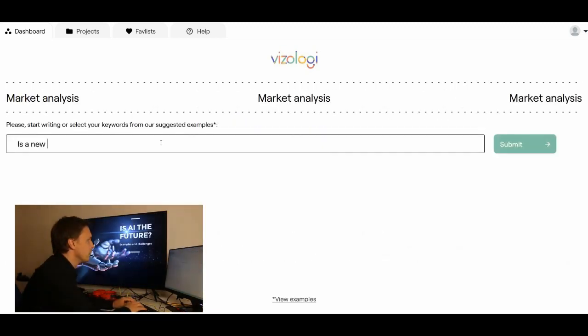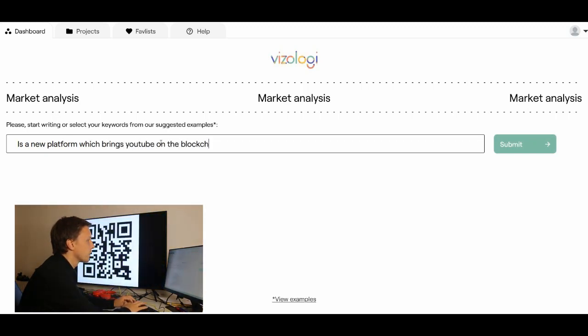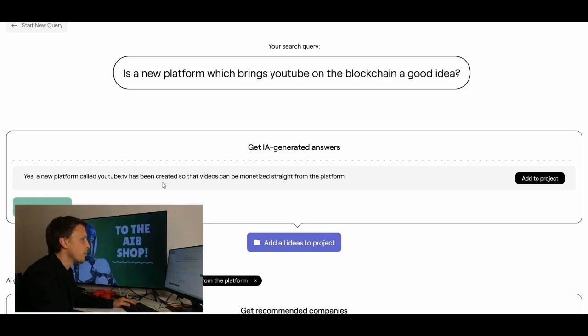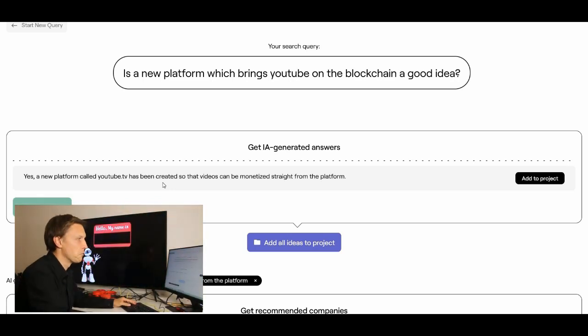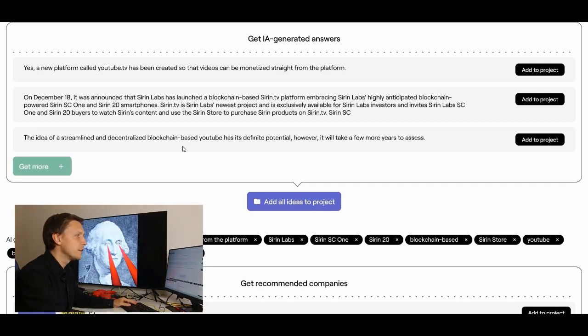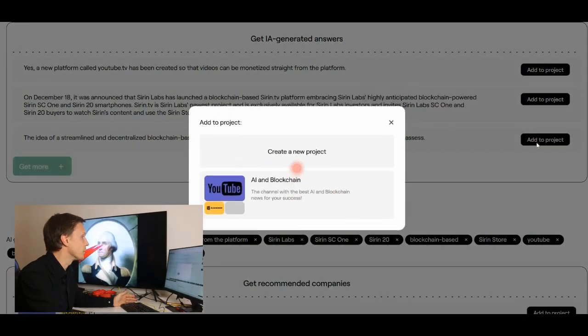Is a new platform which brings YouTube on the blockchain a good idea? Yes, a new platform called YouTube TV has been created so that videos can be monetized straight from the platform. The idea of a streamlined and decentralized blockchain-based YouTube has its definite potential. However, it will take a few more years to assess. I agree on that. Let's add it to the project.